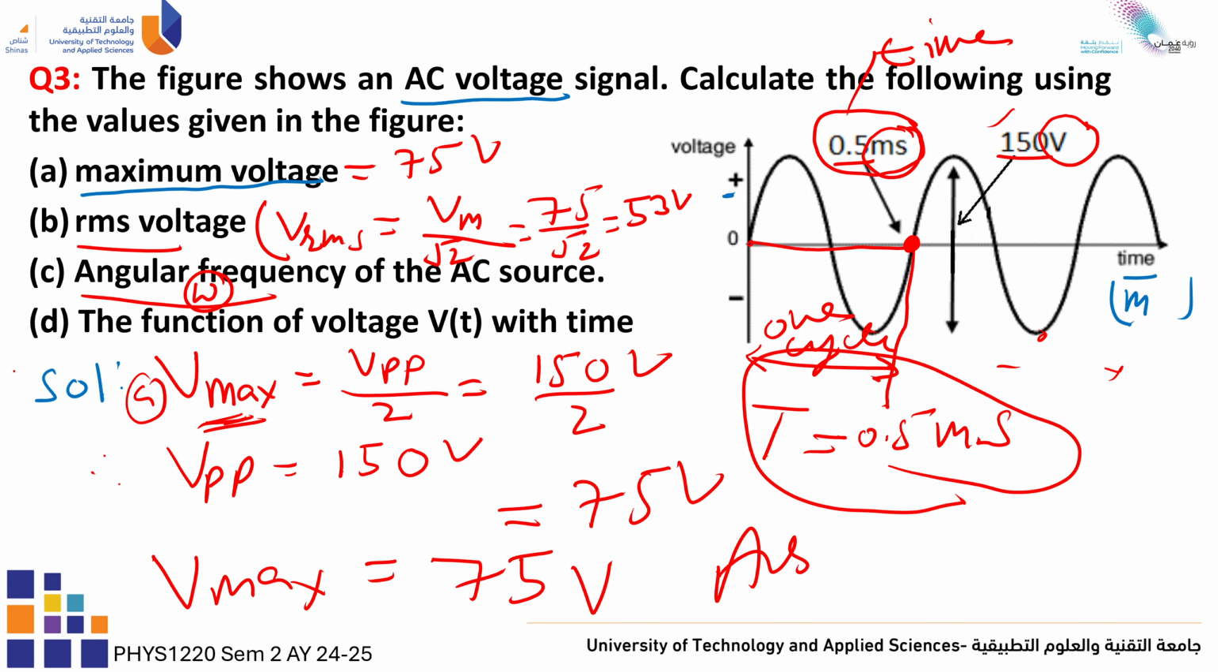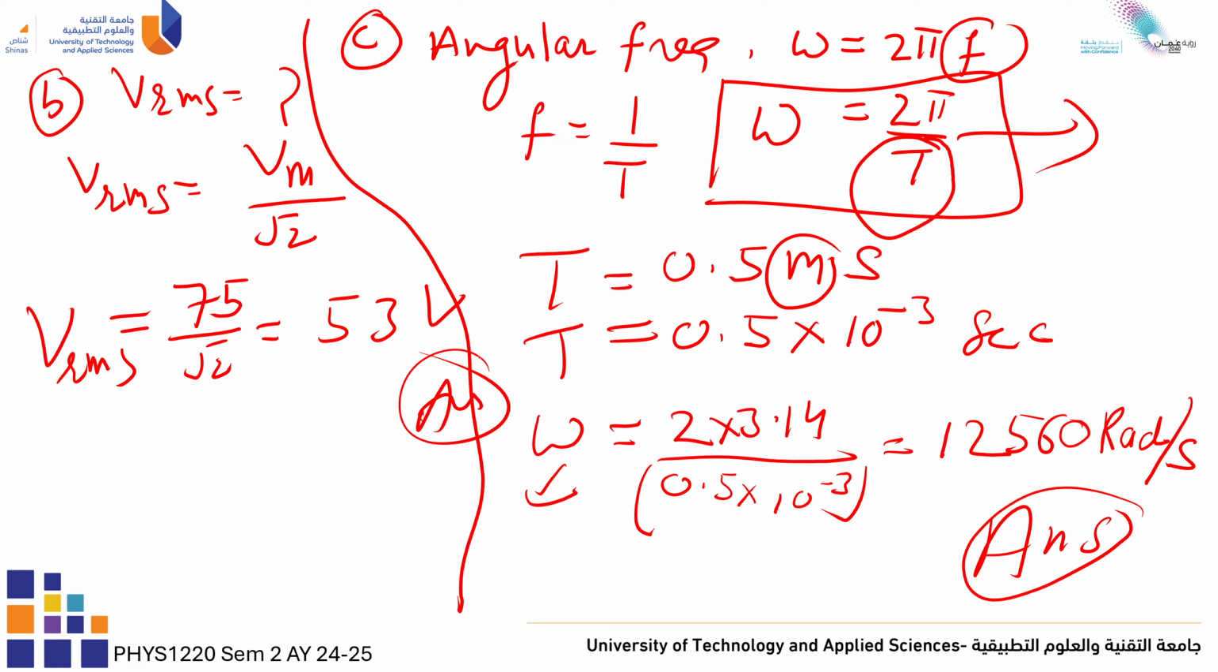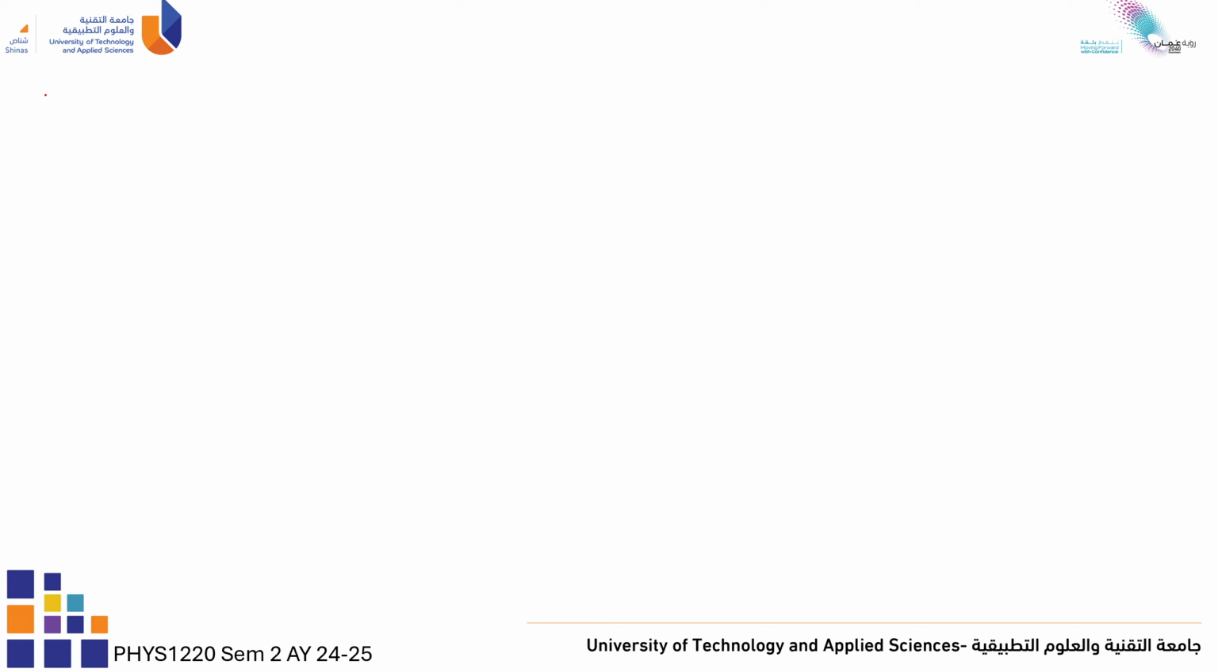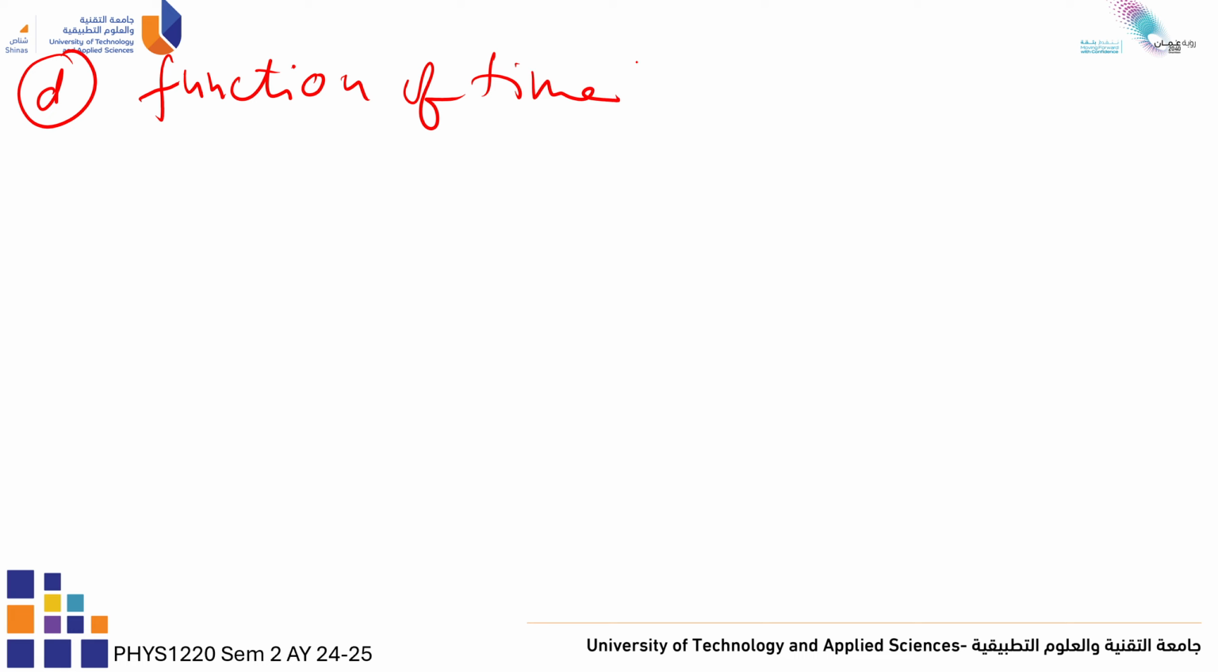After that, there's one more part. They are asking what is the function of the voltage with the time. So they are asking what is the value of the voltage like this. I told you before, if they are saying function of time, find the value of the voltage which is a function of the time. So the meaning is they want to ask the voltage which is a function of the time.